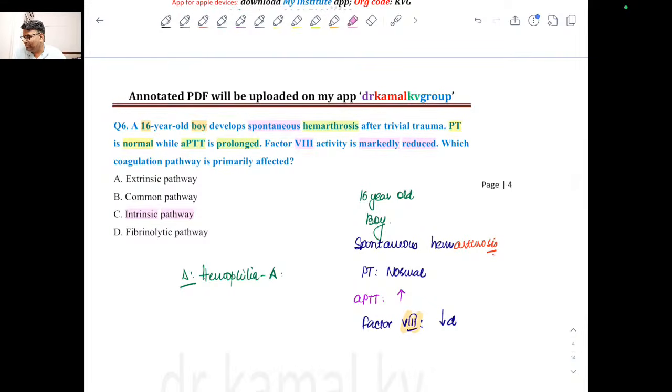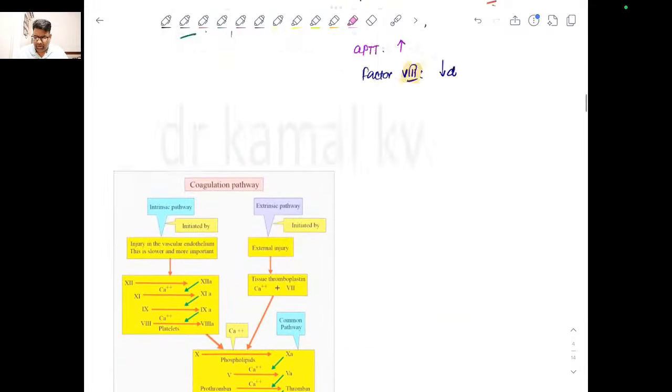Kumar Yo-Yo, yes, you are absolutely right. Bhuvana, yes, you are right. So this is the intrinsic pathway. Okay, so that's how you should remember.